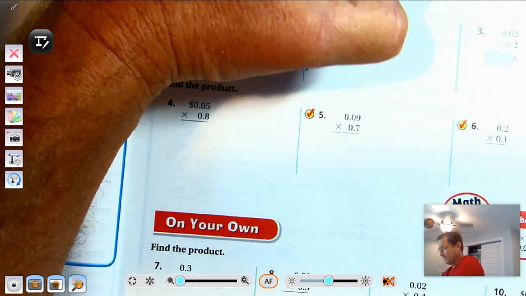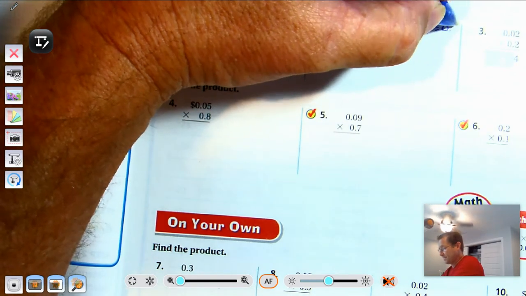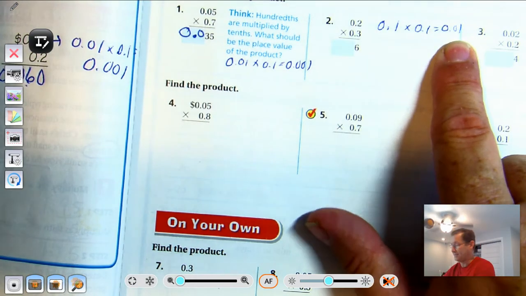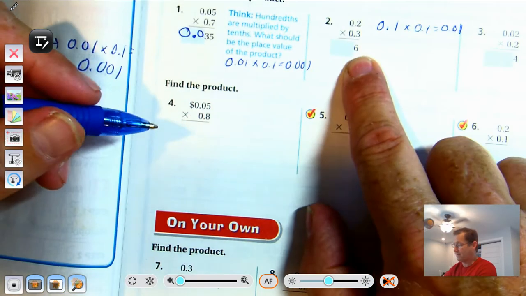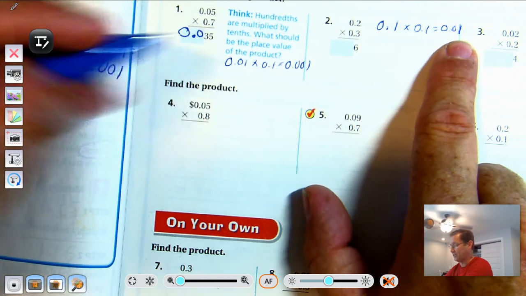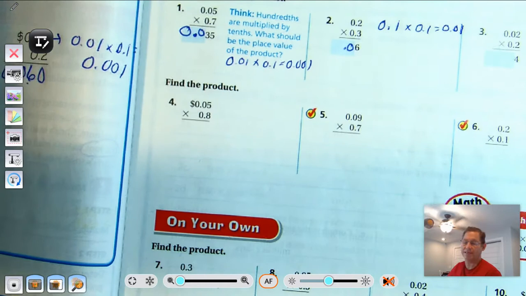Number 2, well, 3 times 2 is 6, and a tenth times a tenth equals a hundredth. So let's look at that. 0.01, right, is hundredths. Well, here we only have 6. If I put the decimal point to the left of 6, I'd have 6 tenths, not 6 hundredths. So we have to add the 0 to the left of the 6 and then put the decimal point.